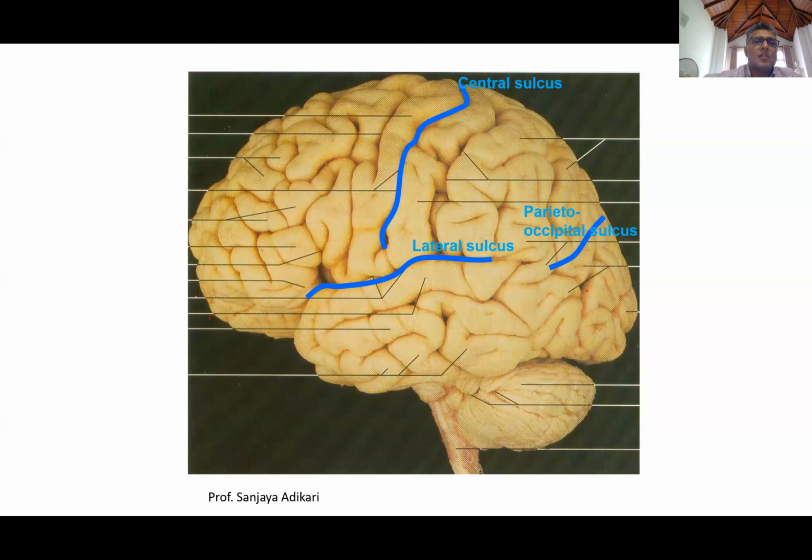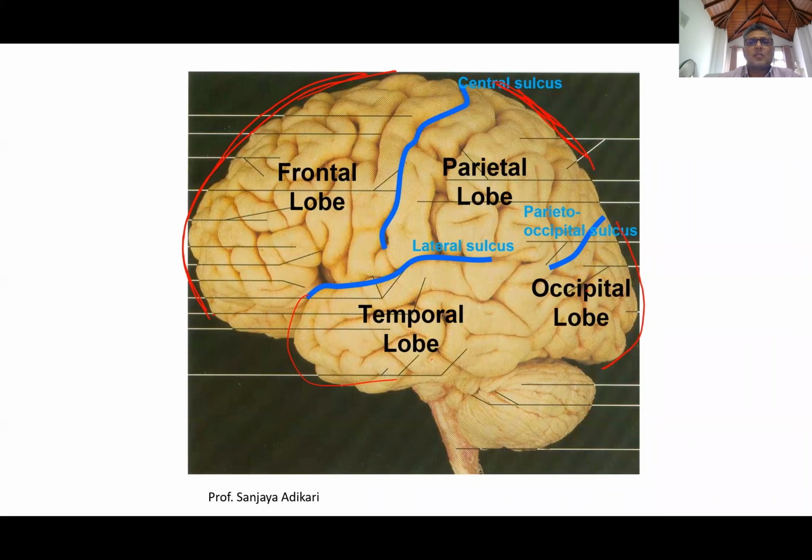Overlying the frontal lobe is the frontal bone, and overlying the parietal lobes are the parietal bones of the vault of the skull. Then overlying the occipital lobe is the occipital bone, and here you get the temporal bone of the skull. So it's totally based on the bones overlying the lobes. So you get frontal lobe, parietal lobe, occipital lobe, and temporal lobe.